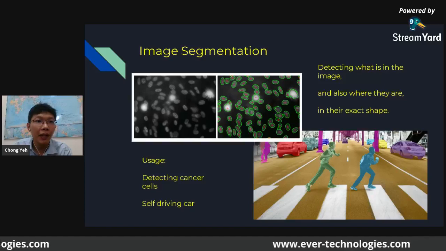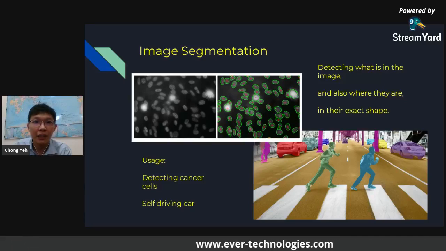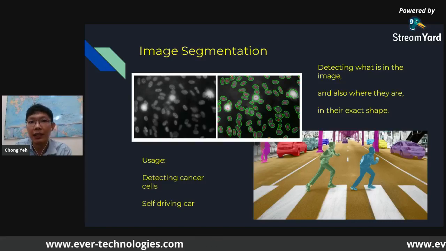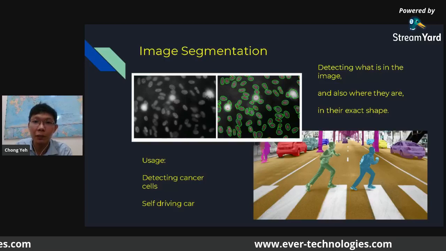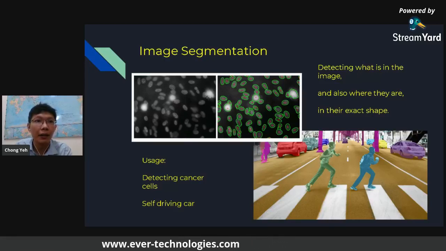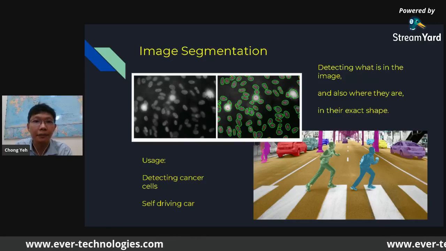Well, do you remember the three things that I just explained? The last thing that I'm going to share is image segmentation. Image segmentation is actually a big improvement in computer vision, and it can be used to detect cancer cells and also in self-driving cars.